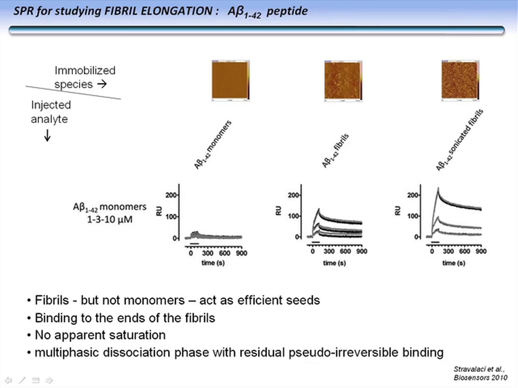When looking at the dissociation, we observed a multiphasic dissociation phase, and also a residual pseudo-reversible binding. Again, this was consistent with the fact that we are looking at the formation of stable fibrils. All these sensorgrams could not be fitted by a simple Langmuir equation, but required more complex models.